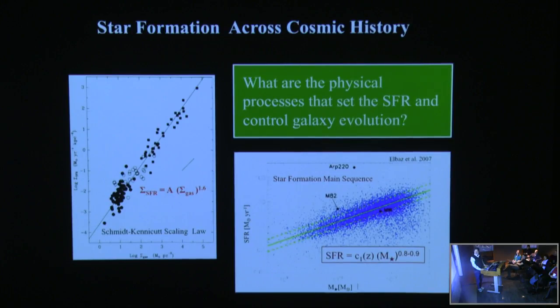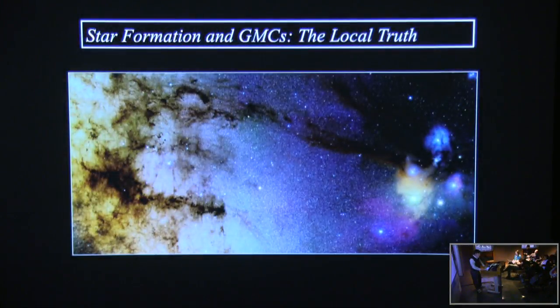But there's an interesting thing that happens. The coefficient here is a function of look-back time, of Z. Now, I'm going to describe observations of local clouds that pertain to this and help us decipher both these diagrams within 10 minutes. I won't be able to apply what I told you to these, but you can always ask me about that later. So, the local truth.